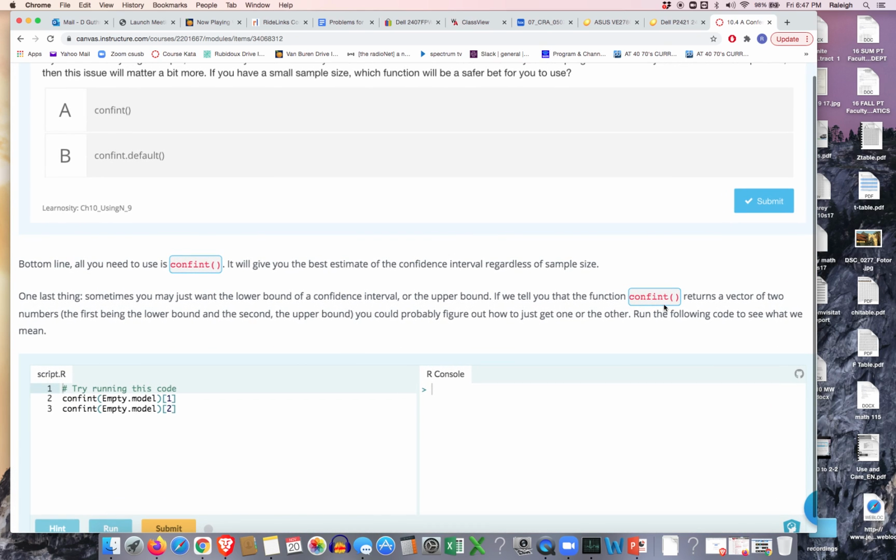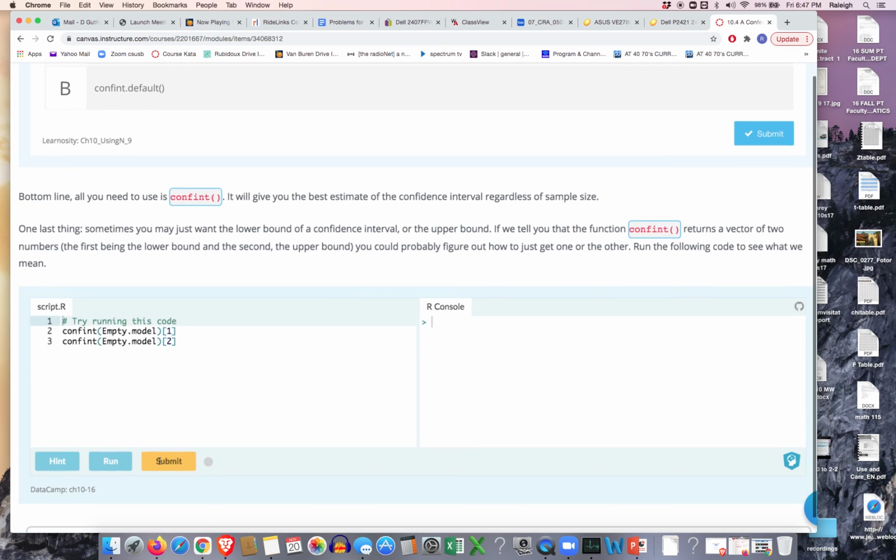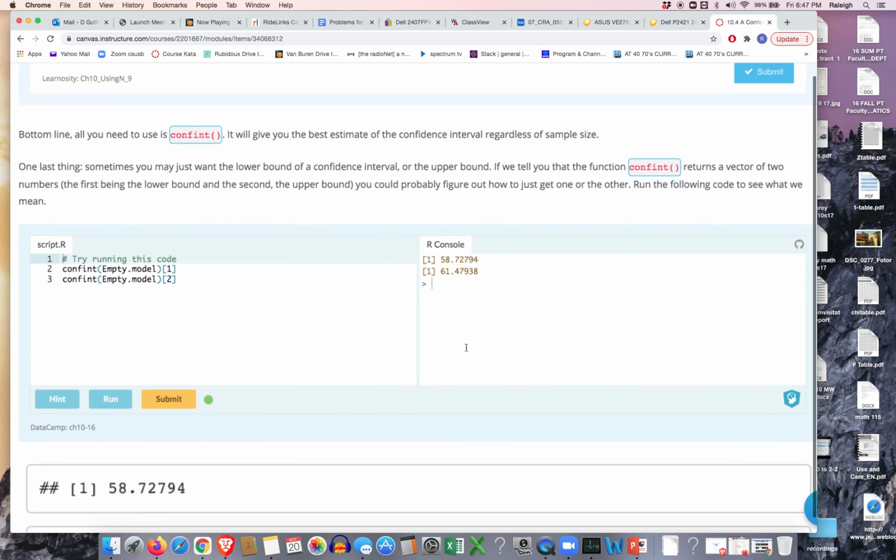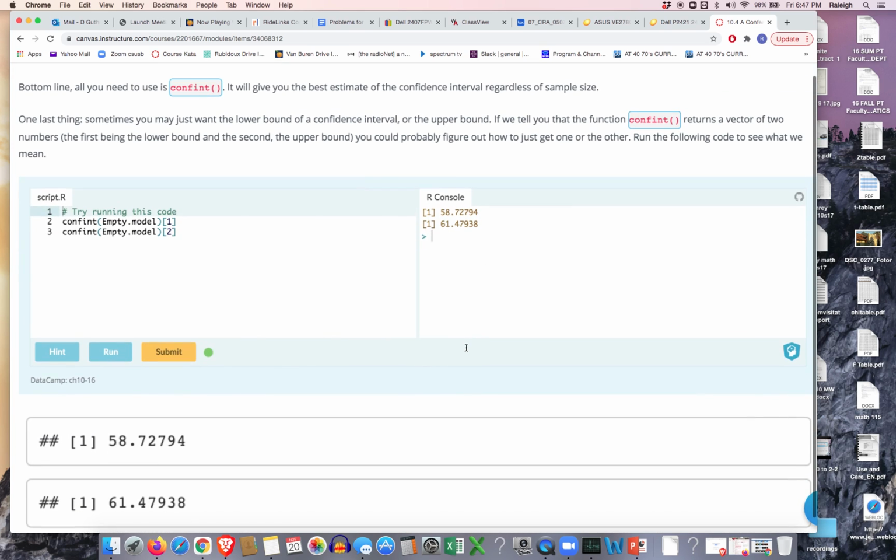The function confint returns a vector of 2 numbers. The first is lower, and the code is such that the number 1 gives you the lower bound and number 2 gives you the upper bound. So you could split them and just look at one or the other. They just happen to be running them back to back. The hint says just click run, and yes, that actually works. So let's run that. And there are the numbers, 58.72, 61.47. That's exactly what they got. But you can look at them one at a time. Instead of saying lower and upper, you have 1 and 2 in the natural order of things. 1 is the lower one, 2 is the upper one.